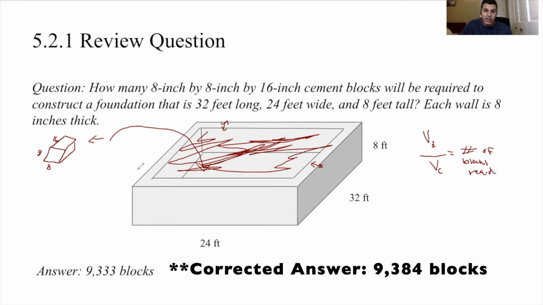And that will get us our answer of 9,333. So it seems easy peasy at first. All we need to do is find this volume, find that volume, and then divide them. It's unfortunately not that simple, and that's for two main reasons.